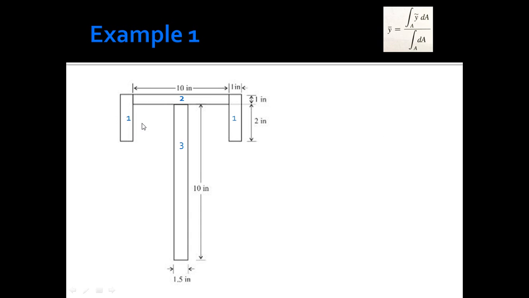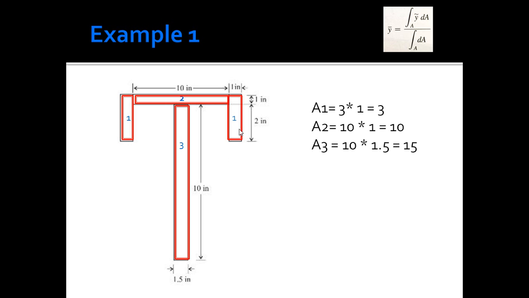So I separated it into three separate bodies because this one and this one are the exact same. So we have our first, second, third, and the duplicate. So the first thing we can do is find the area. Area of 1 is just 3 inches times 1 inch. Area of 2 is 10 by 1, and 3 is 1.5 by 10.